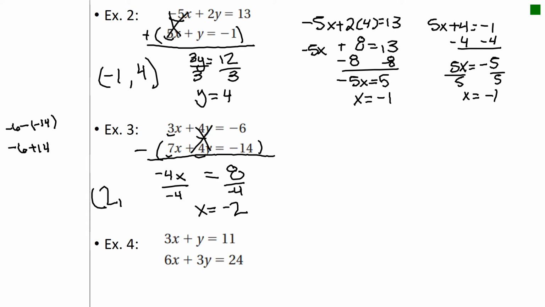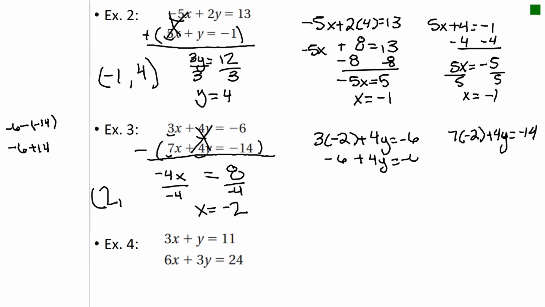Let's go ahead and solve for y now. 3 times negative 2 plus 4y equals negative 6. 7 times negative 2 plus 4y equals negative 14. Back to that first equation, 3 times negative 2 is negative 6 plus 4y equals negative 6. We're going to add 6, 4y equals 0, y equals 0.